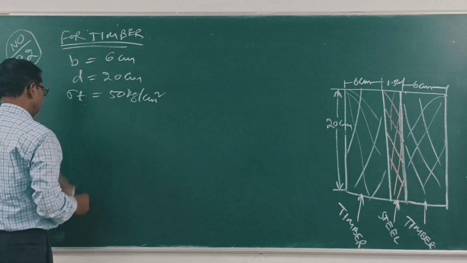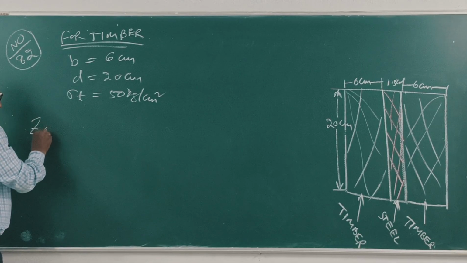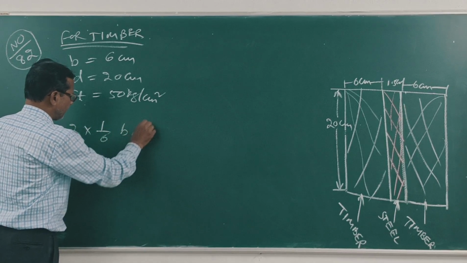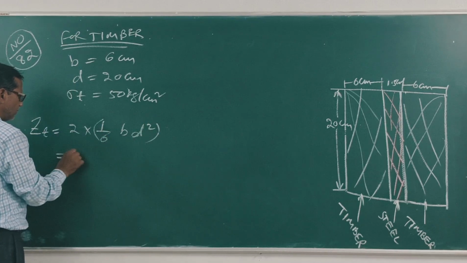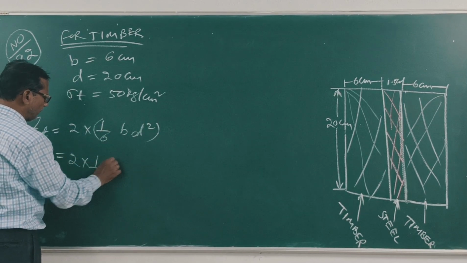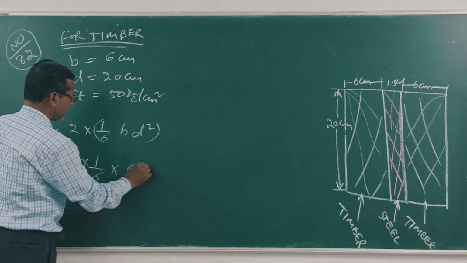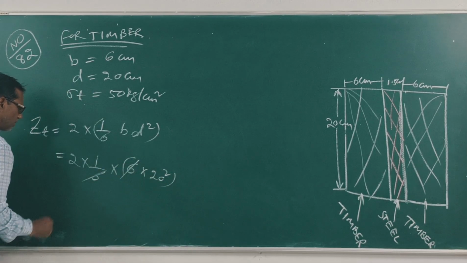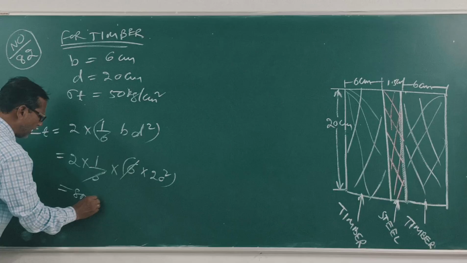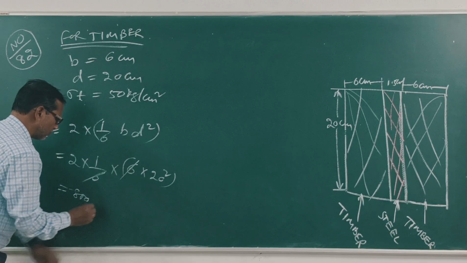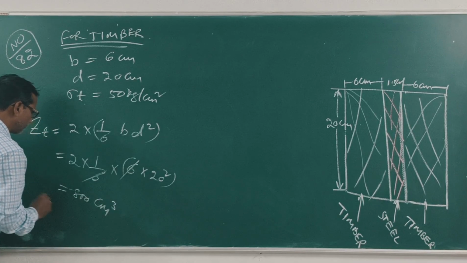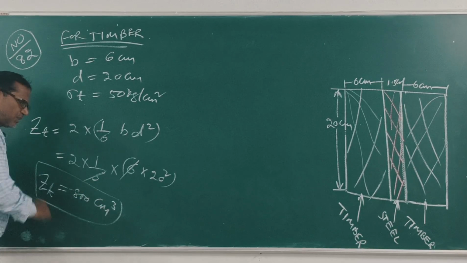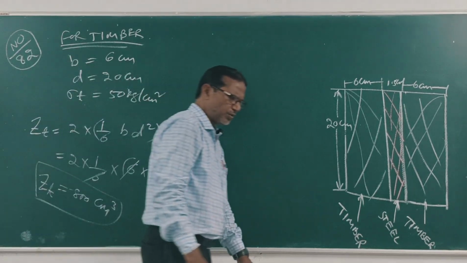Clear? And ZT is equal to 2 into 1 by 6 BD square. So 2 into 1 by 6 into 6 into 20 square. So 800 cm cube. This is ZT, the section modulus for timber.